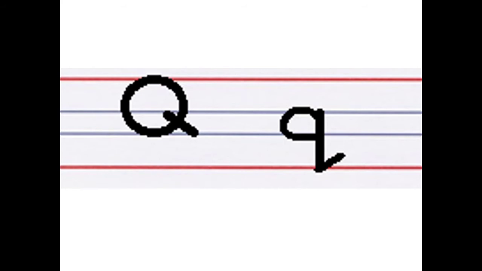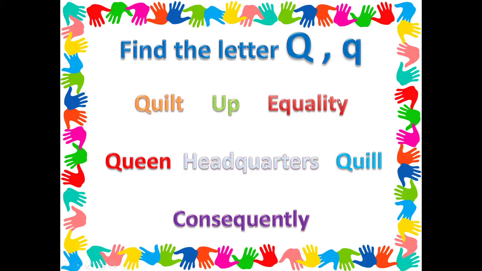Now, let's find the letter Q. Q, quilt. Of course, it has a Q at the beginning of the word, Q capital. Q, quilt. Up. Does it have the letter Q? No, it does not. This is P.